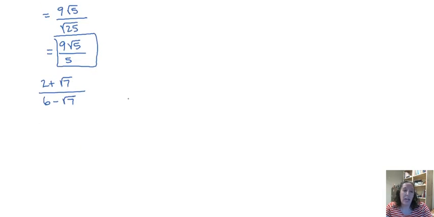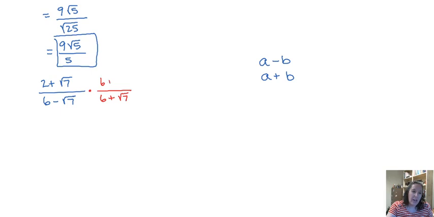All right, if you have a binomial in the denominator, like we see in this next example, 2 plus the square root of 7 over 6 minus the square root of 7, what we need to do is multiply by the conjugate. Conjugates are where we have the same terms, a and b, but instead of subtracting them, we add them, or vice versa. If this was a plus sign, we would want to multiply by the opposite. And so 6 minus the square root of 7, we're going to multiply by its conjugate, 6 plus the square root of 7. What we do to the bottom, we have to do to the top.